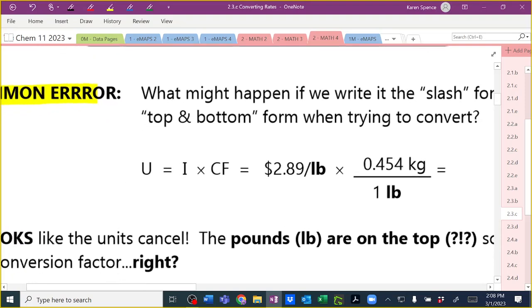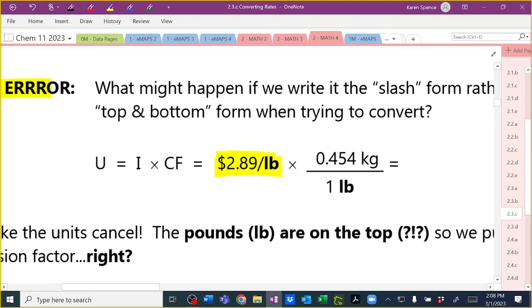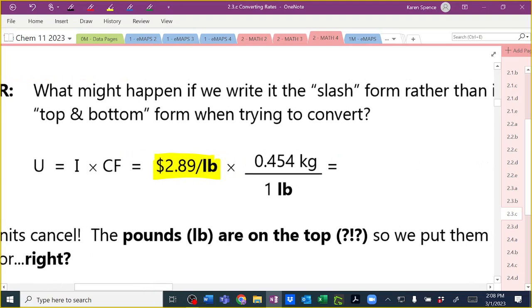What if we took our initial quantity, $2.89 per pound, and we just left it like that? It would look like the pounds is on the top, yes? It would be a very common thing for a student to then be like, oh, I need to put the pounds on the bottom in order to cancel out the pounds on the top. Hooray, it looks like I've done it. And I would plug in 2.89 times 0.454 equals, and I get 1.31206.